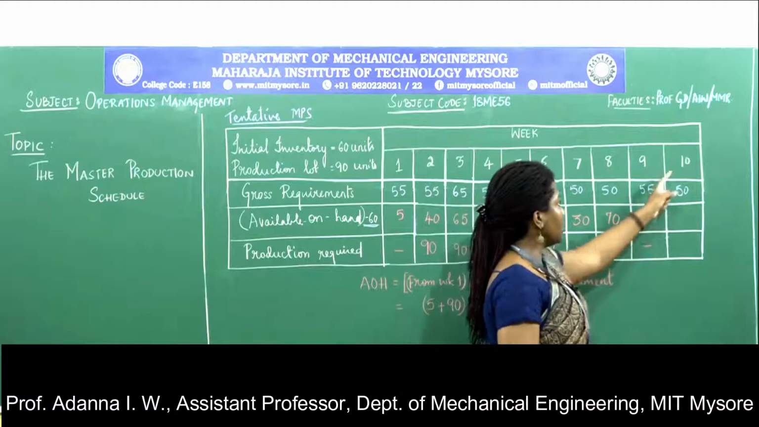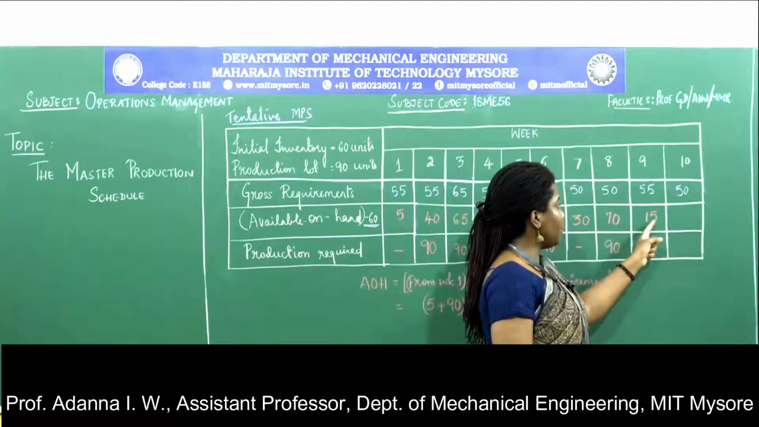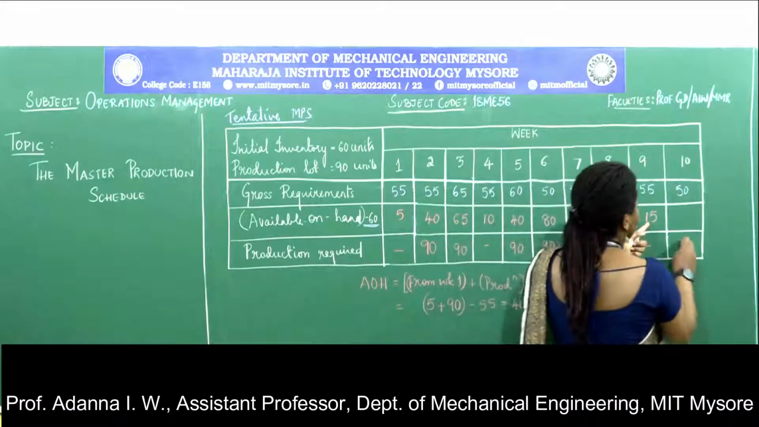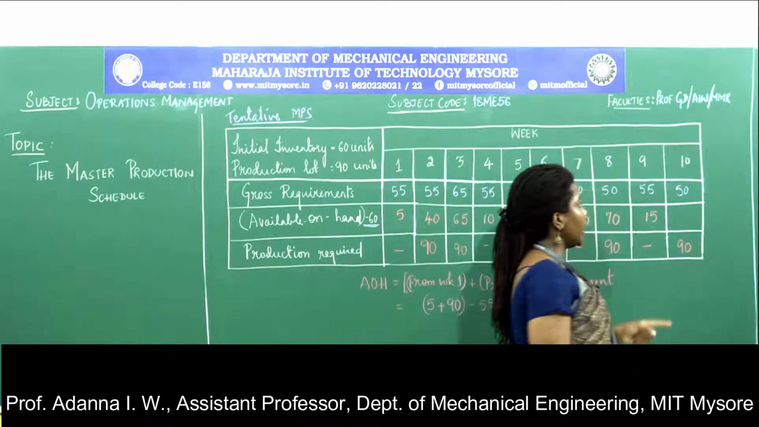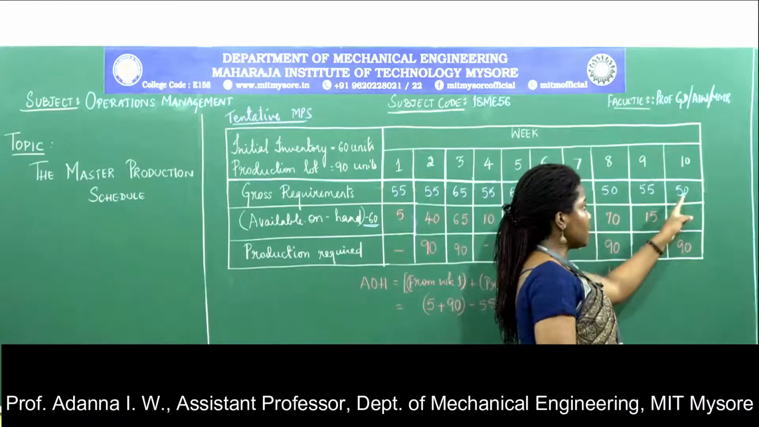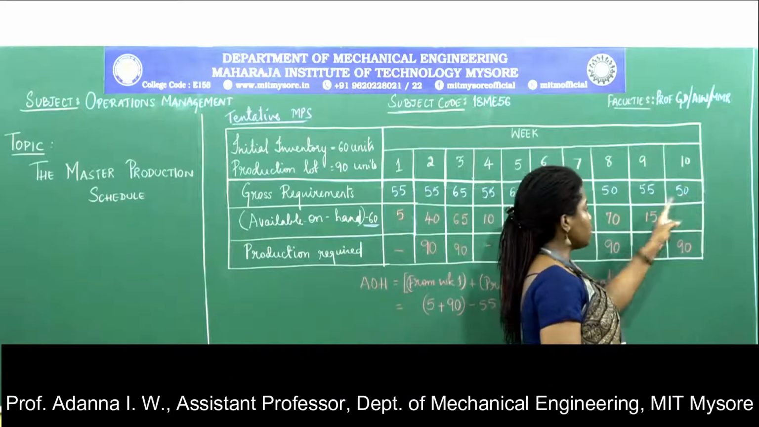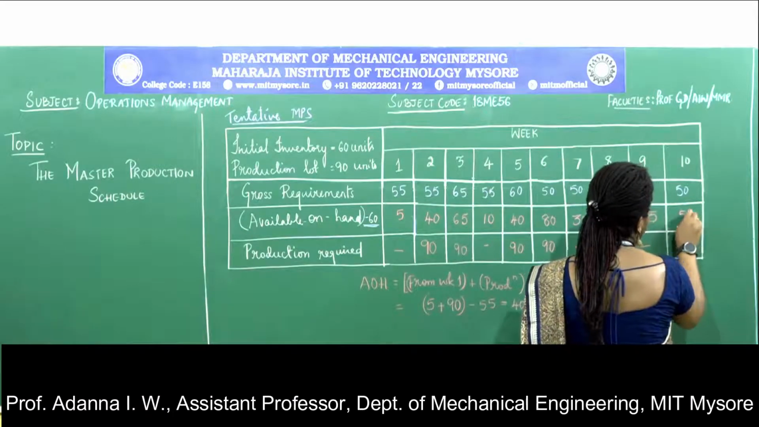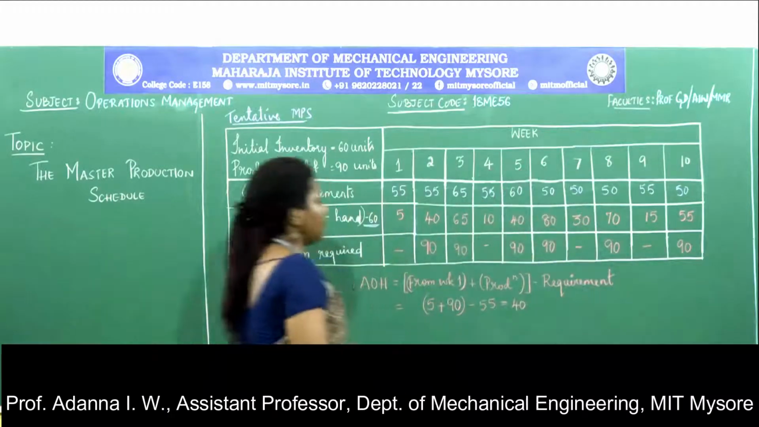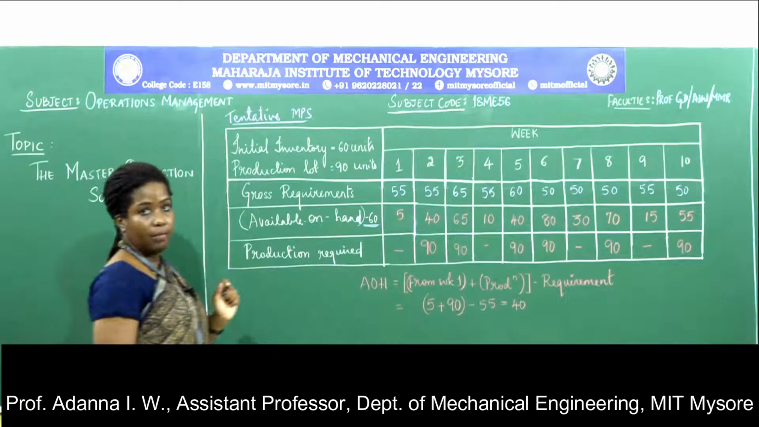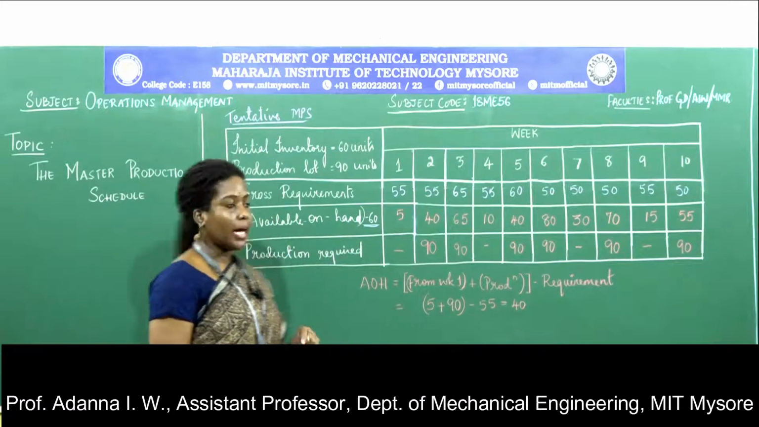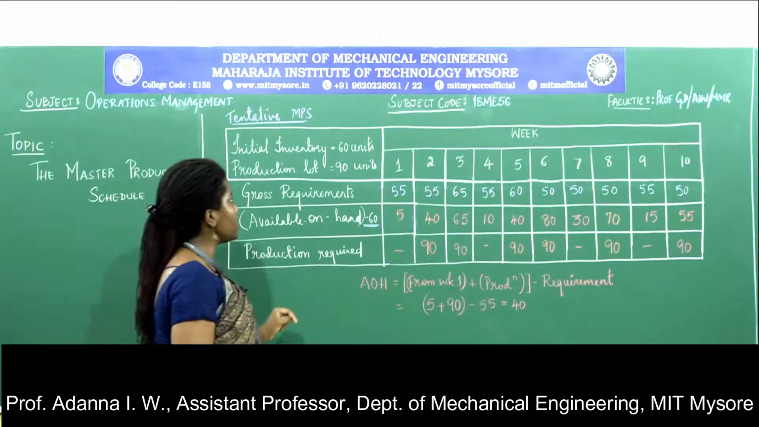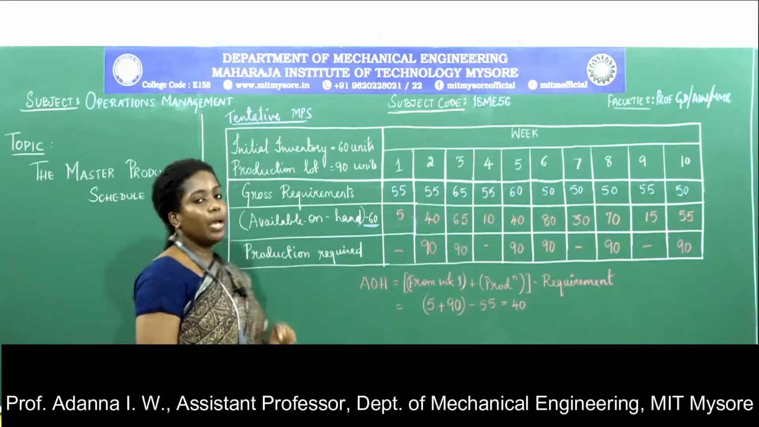But again, in the final week, that is week 10, we have 15 units from the previous time period, and we need to carry out production and then satisfy this demand. 50 units will be satisfied from this, and we will be left at the end of this time period with 55 units. So the available on hand for the next cycle will be 55 units. Now that is just the solution to the problem. You don't have to do anything else because you have been asked only to create a tentative MPS.